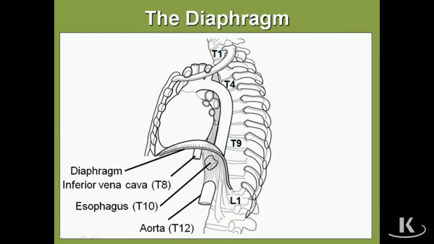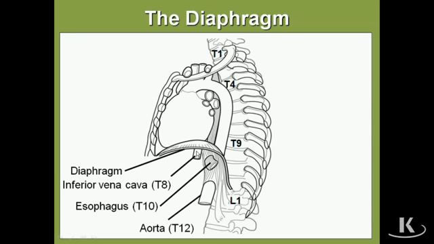So now let's take a look at the diaphragm, which is forming the floor of the thorax, and simply address those structures that have to pass from the thorax into the abdomen and how they manage to get through the diaphragm. And basically there are three important openings in the diaphragm.